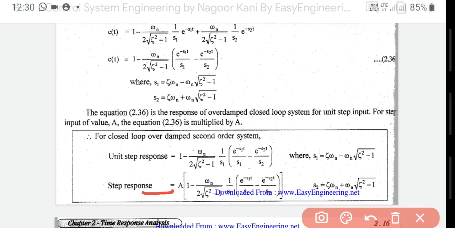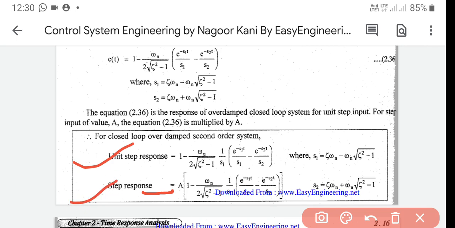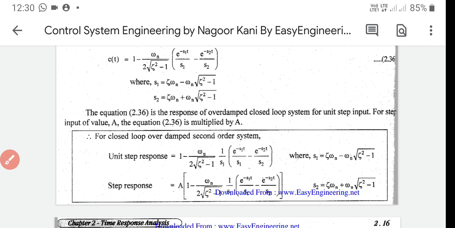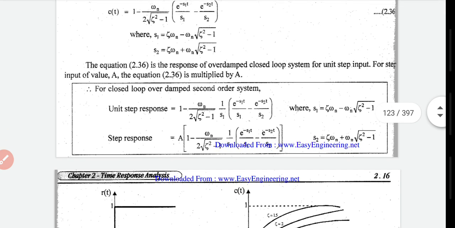These are the responses if it is a unit step. For a unit step, you directly take that value. If it is a step response, you multiply it with A into 1 minus omega n by 2 into square root of zeta square minus 1 into 1 by s1 into e power minus s1 into t by s1 minus e power minus s2 into t by s2. So this is the final response.